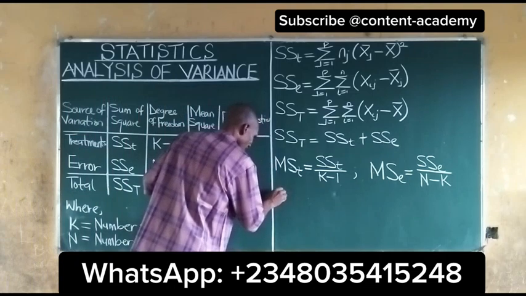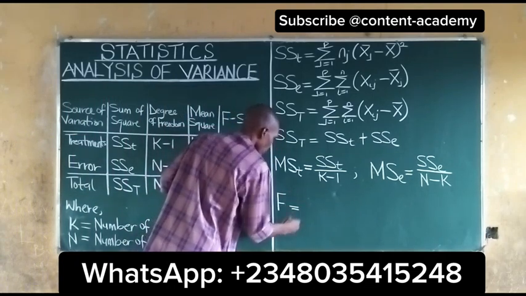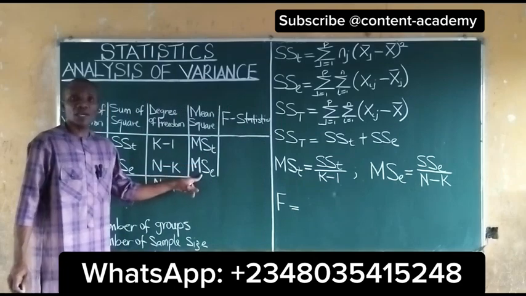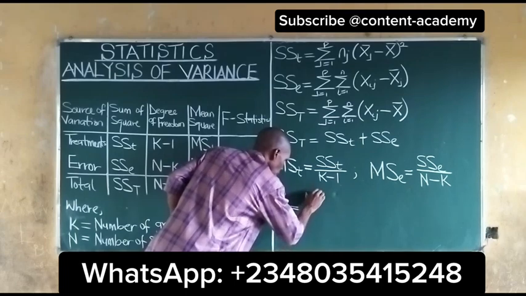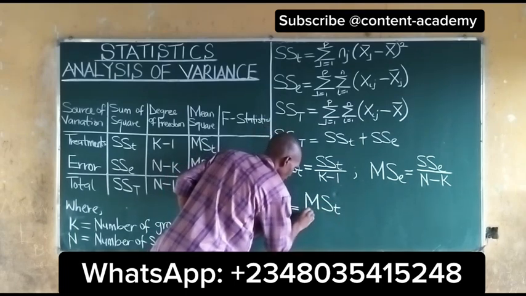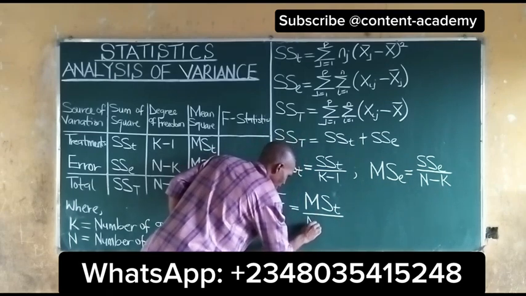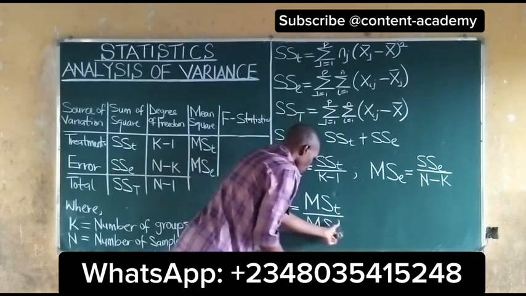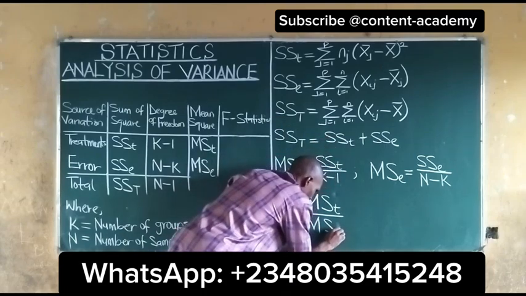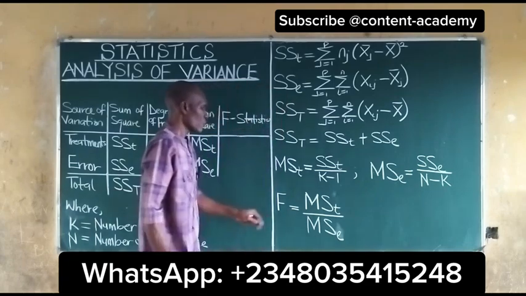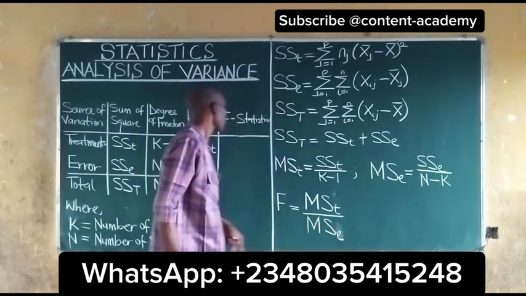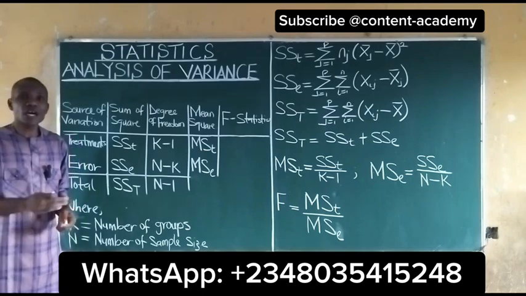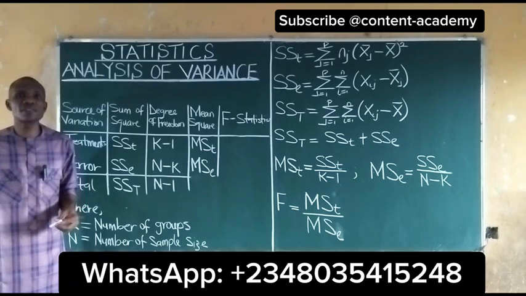How about our F statistics? How do we get it? Our F statistics is simply the mean square treatment divided by the mean square error. So this is simply how the one-way ANOVA table can be computed.